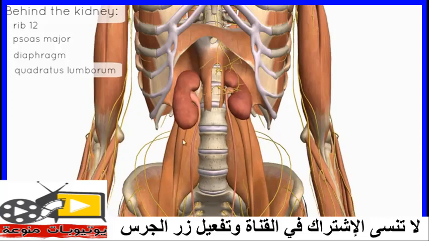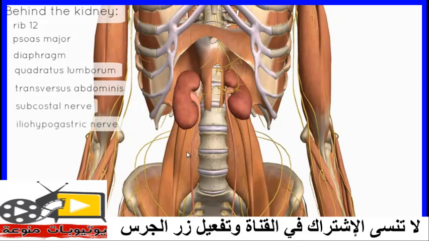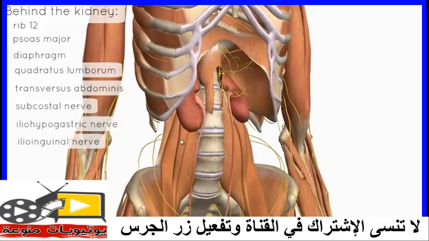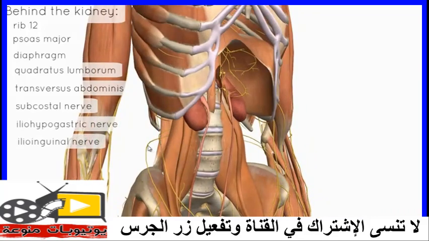The quadratus lumborum is hidden because the psoas major is so big in this model. And then you've also got the transversus abdominis muscle, which is not shown in this model. And then you've got a couple of nerves. You've got the subcostal nerve, the iliohypogastric nerve, and the ilioinguinal nerve. You can see the iliohypogastric and the ilioinguinal nerve here.